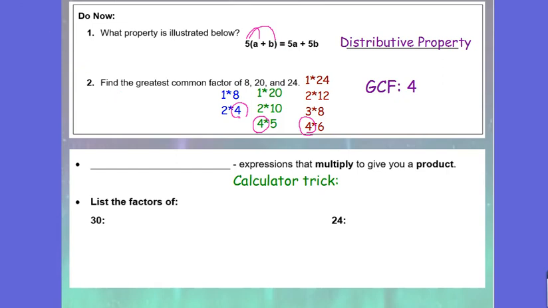All right, let's get started with the first lesson in this unit, all about factoring. Factors are expressions that multiply to give you a product. And luckily, there's a calculator trick for this. So let's say you might have had a hard time listing the factors of these numbers, or maybe it's harder when the values are larger. There is a calculator trick that will always help.